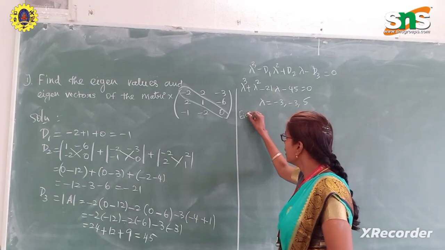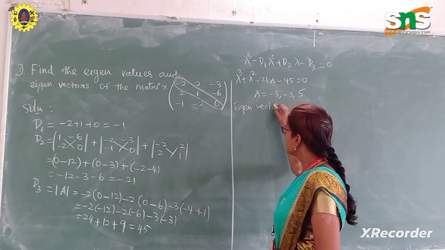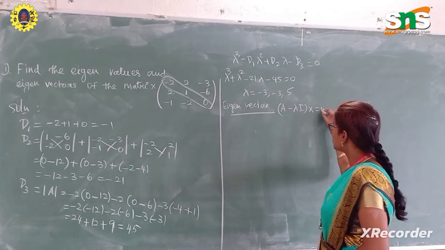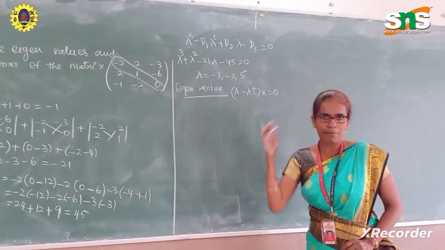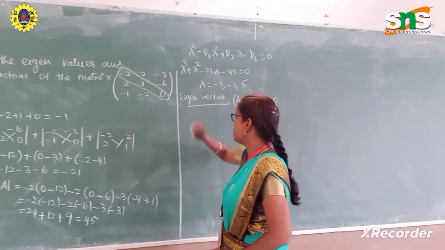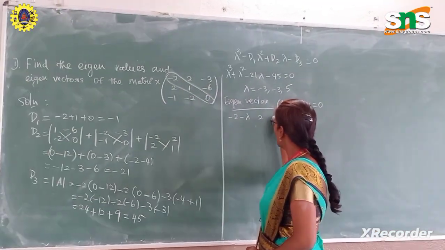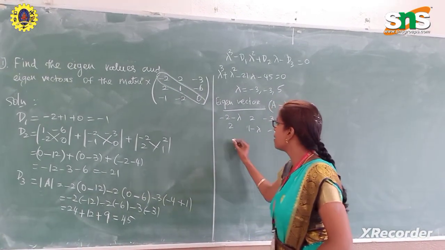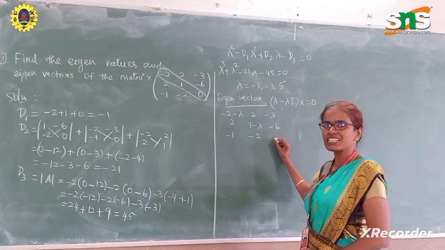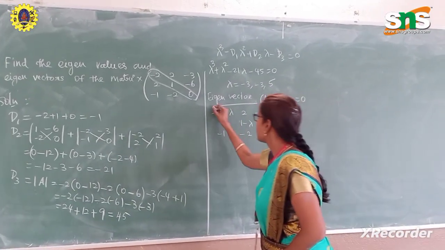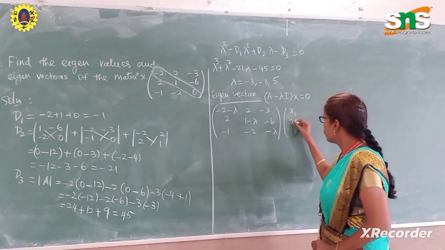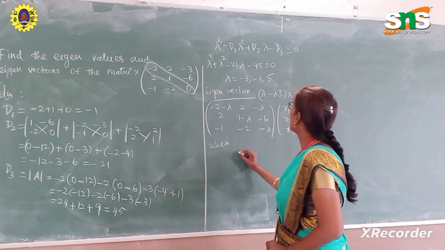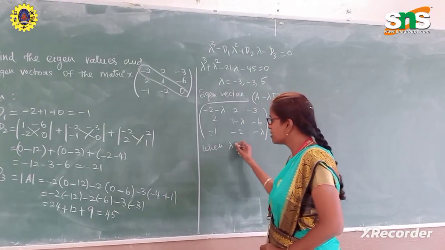Now find the eigenvector. So the formula is what? A minus lambda I into X equal to 0. In the diagonal you add minus lambda. So this matrix becomes minus 2 minus lambda, 2, minus 3; 2, 1 minus lambda, minus 6; minus 1, minus 2, 0 minus lambda, which is minus lambda. Then into x1, x2, x3 equal to 0. And the first case is what? Lambda 1 is 5. You can take the first, 5.